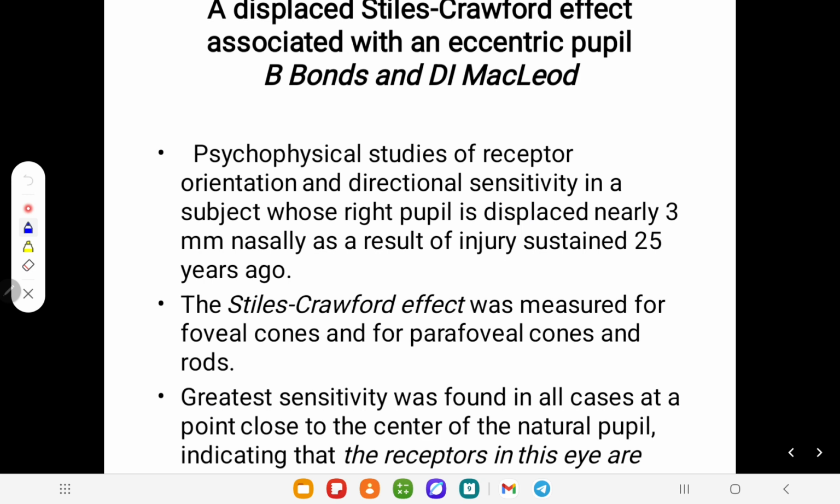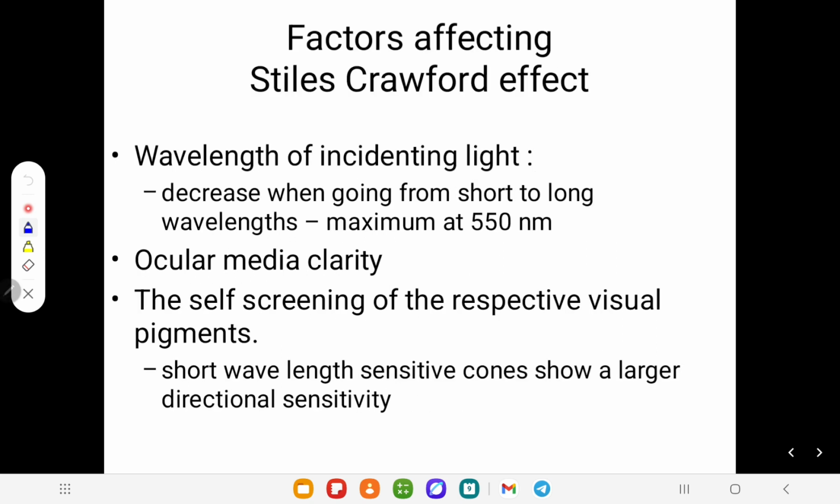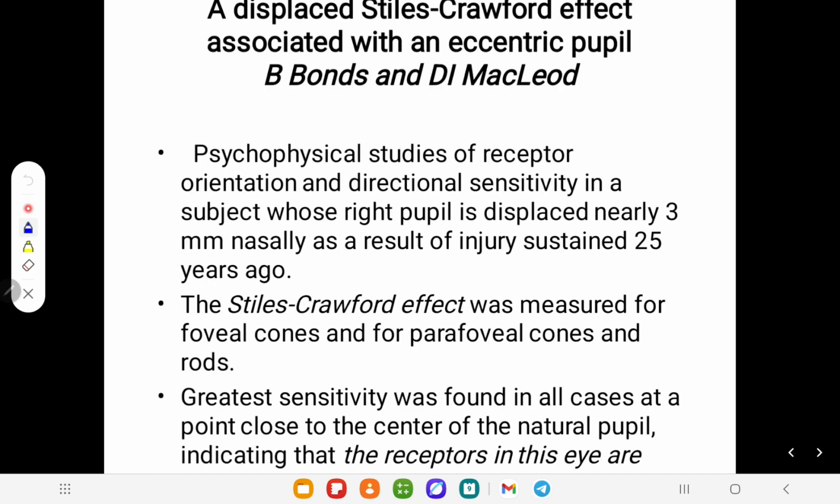So, a displaced Stiles-Crawford effect is associated with an eccentric pupil. What happens if the pupil is not centered? Psychophysical studies of receptor orientation and directional sensitivity were done in a subject whose right pupil was displaced nearly 3 mm nasally as a result of an injury sustained 25 years ago. The Stiles-Crawford effect was measured for foveal cones and for peripheral cones. Greatest sensitivity was found in all cases at a point close to the center of the natural pupil, indicating that the receptors of the eye are directed towards the center of the pupil.